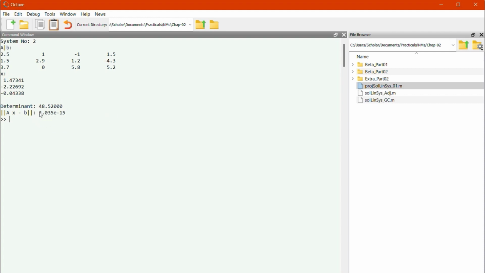Always check first the norm of the residual. It is close to 0. And number 3, same, close to 0. And if you remember the values we have calculated in the tutorial, in the last video, both with Cramer's rule, directly with Cramer's rule, or using the adjugate matrix.